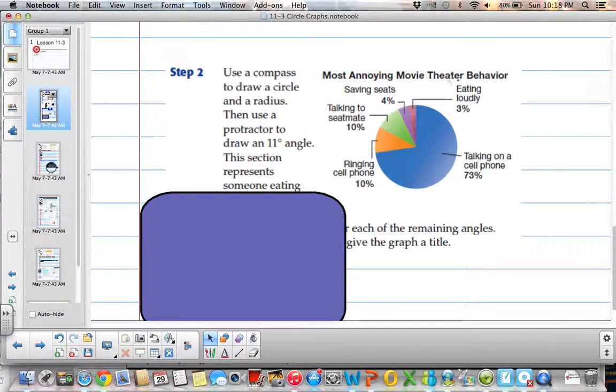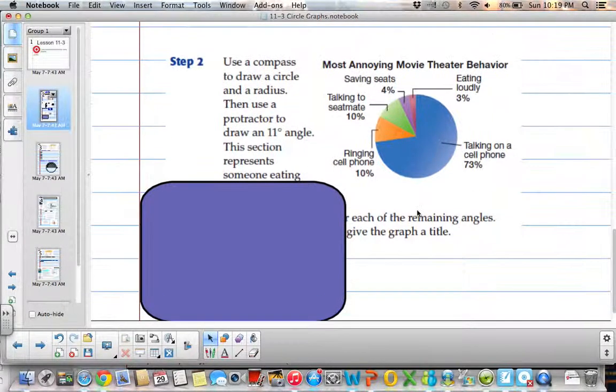Notice how we have our title at the top of our circle graph, and we have each of the parts of the circle labeled, but we label them with the category and the percentage. So even though we're using our protractor and we're measuring the degrees to create our parts, we're labeling it with the percentage. So now we can see, yep, this makes sense. 73%, so almost 3/4 of our circle is for talking on a cell phone. And 3%, yep, that's our smallest chunk, so that makes sense.